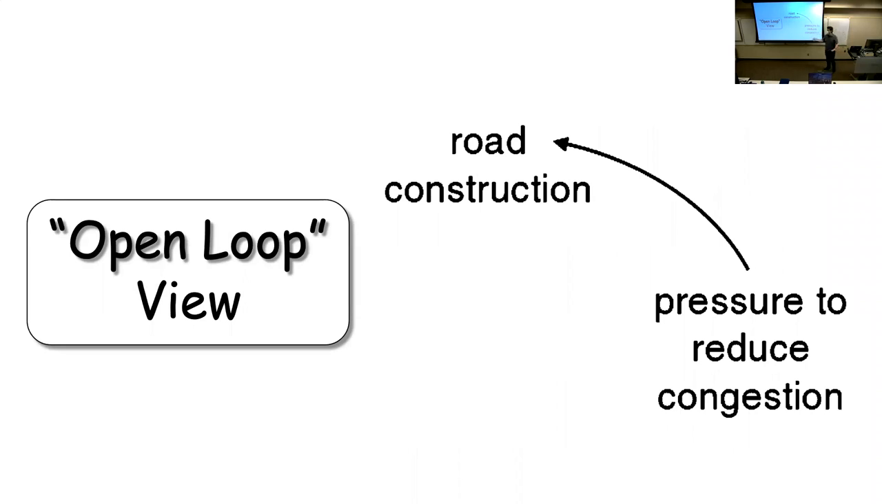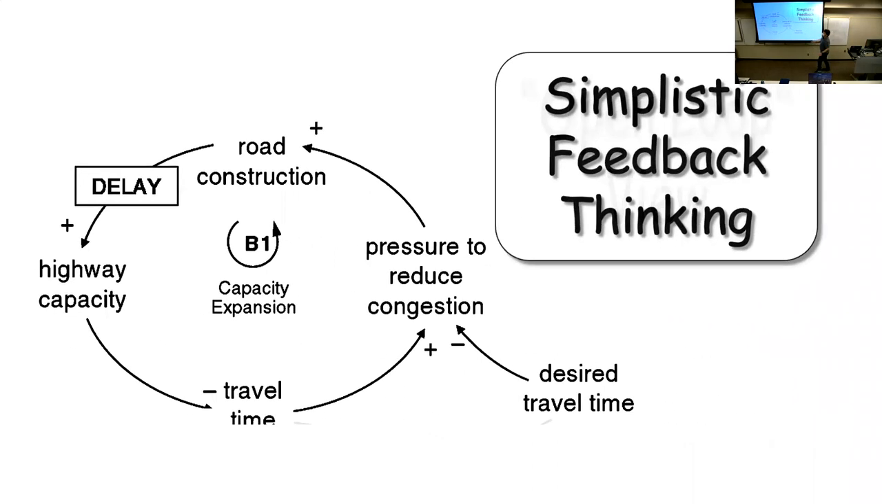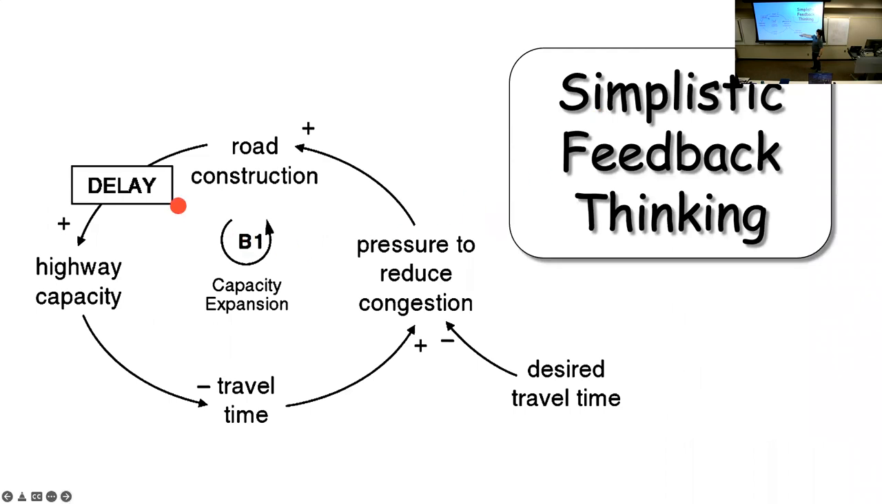They said, well, we get pressure to reduce congestion from our voters, from our citizens, from our policymakers, from our stakeholders. And so our natural response is to build more roads. And that takes time to build more roads. So there's a delay here.